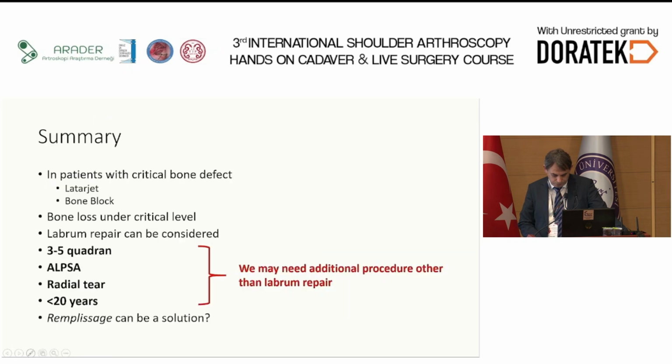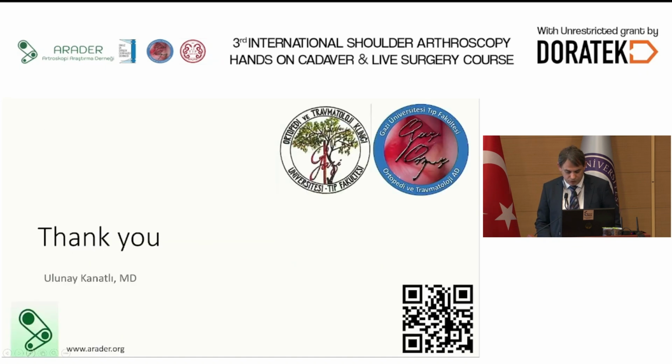This is after repair. In patients with critical bone loss, you have to use latarjet or bone block. If the bone loss is under the critical level, labrum repair can be considered, but you have to be cautious. If the lesion is 3 to 5 o'clock, if there's an ABSA lesion, if there's a radial tear, or if the patient is younger than 20 years old, maybe you need another procedure. You can do latarjet, bone block, or add remplissage to your repair. I think next time I will give the results of these procedures. Thank you very much for your attention.